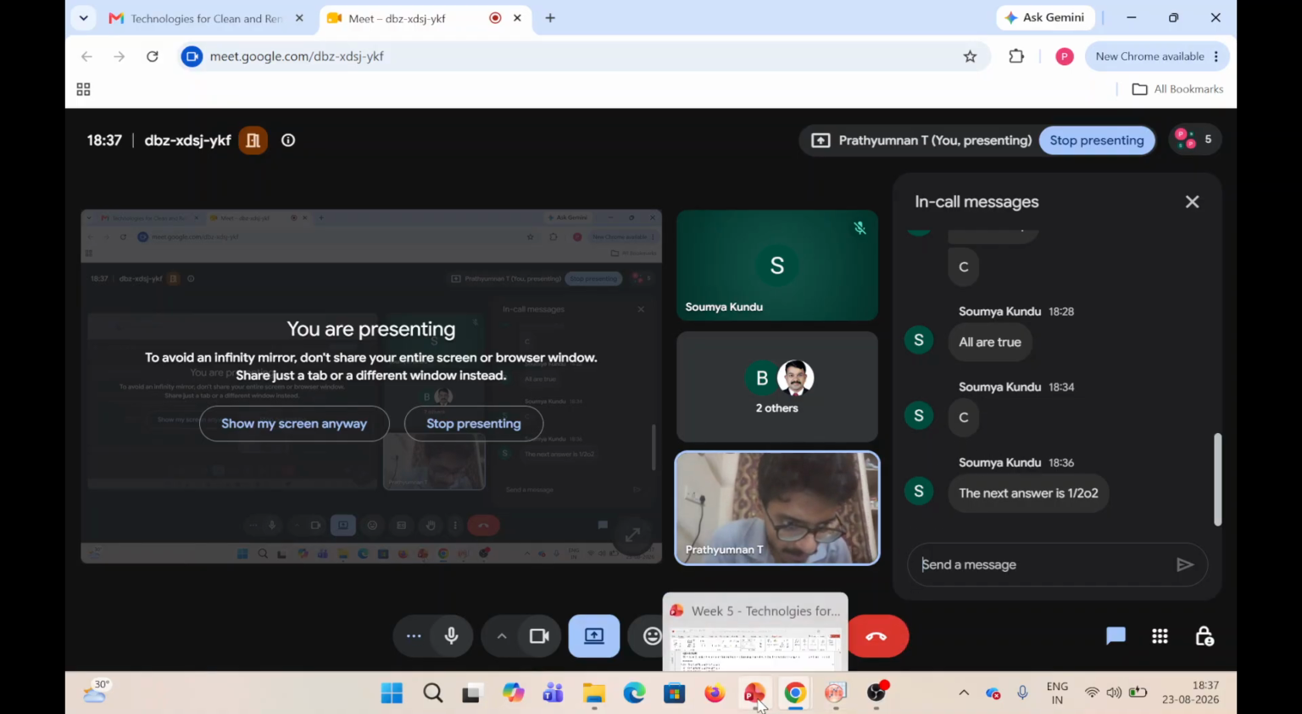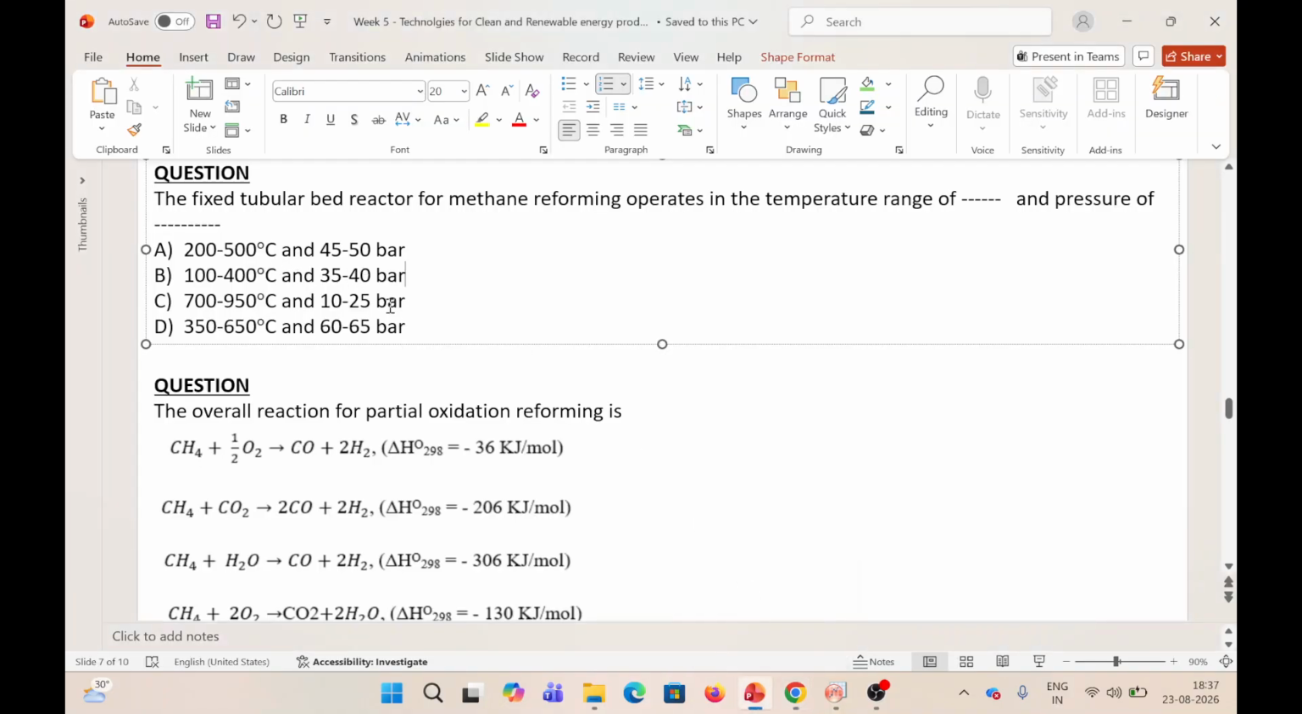Okay, yeah, it is C. That is correct. So the fixed tubular bed reactor for methane reforming operations operate within the temperature range of 700 to 950 degrees Celsius, and pressure range is going to be 10 to 25 bars.